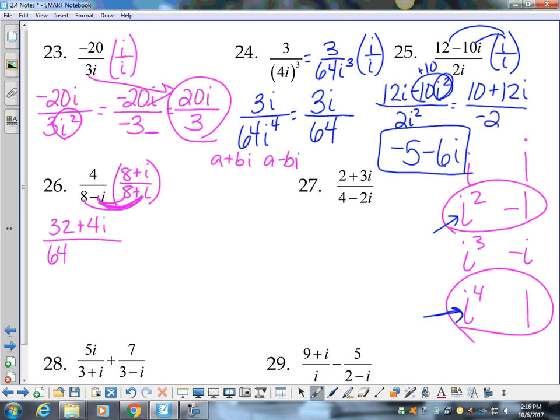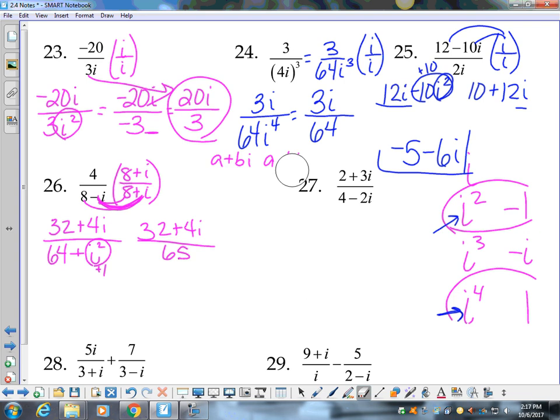So negative i times positive i is going to be a negative i squared. Well, i squared is a negative 1, so it's going to make this 64 plus 1, and that's 65. So 32 plus 4i over 65. Now, before you walk away, you need to make sure that it can't be reduced, and this one can't. There's no number they can all cheat with. So you're done. So make sure you know the difference between this top row, 23, 24, 25, and 26 and 27, because they have a totally different approach.